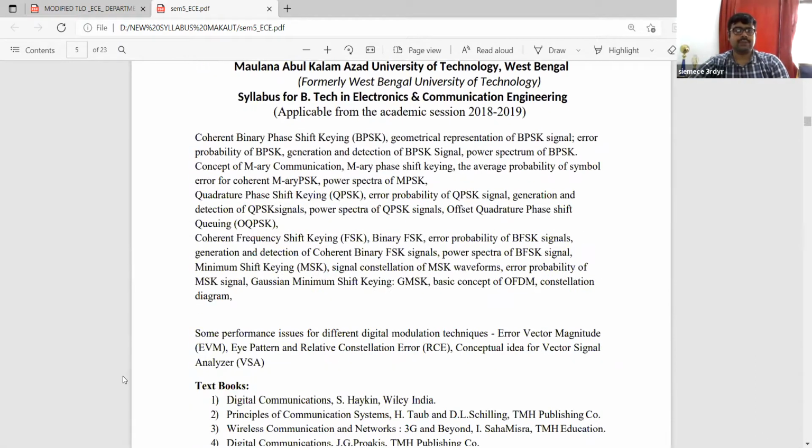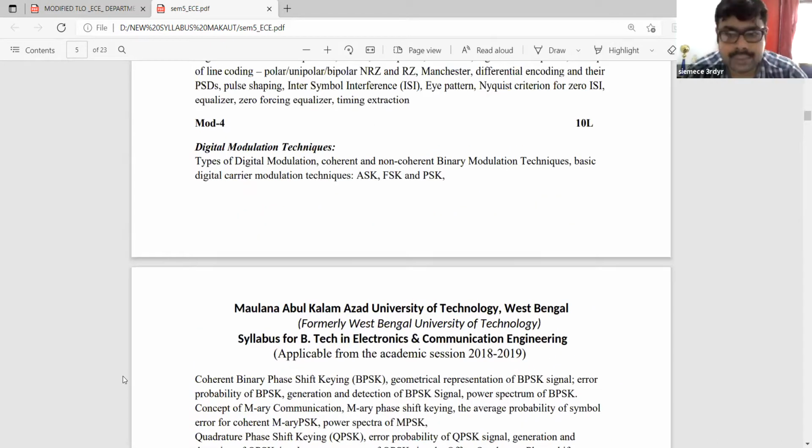Next, module 4, that is the last module and the biggest one. So these are the different types of digital modulation techniques, coherent and non-coherent binary modulation techniques, basic digital carrier modulation techniques, ASK, FSK, PSK, that you have to complete.